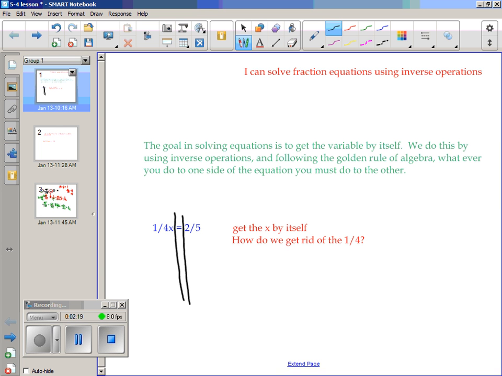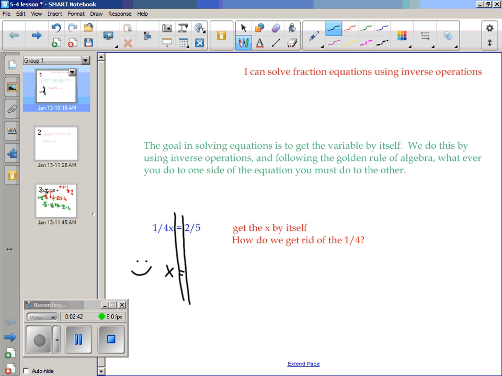Now, our goal is to get x down here all by its lonesome self. If we do that, it makes Mr. Martin happy. So hopefully you drew a little smiley face when you got x by itself.